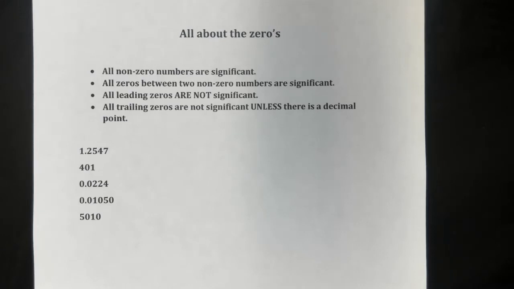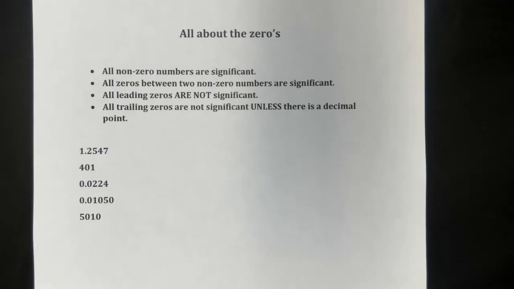Couple rules, well, 4 rules I put up here. I've already mentioned the first one. All non-zero numbers are significant. All zeros between 2 non-zero numbers are significant. All leading zeros are not significant. And all trailing zeros are not significant unless there's a decimal point. I'll get into what we mean by leading and trailing here in a second.